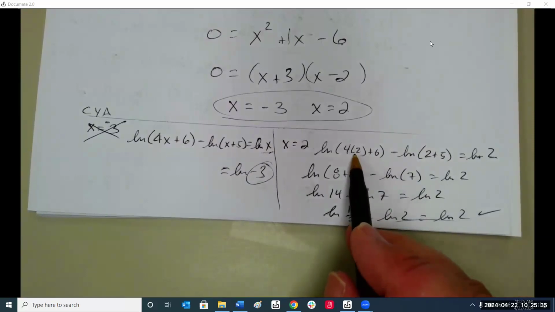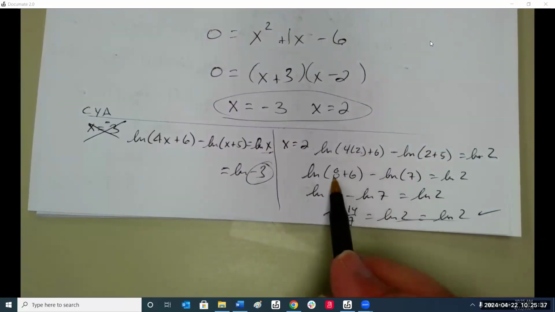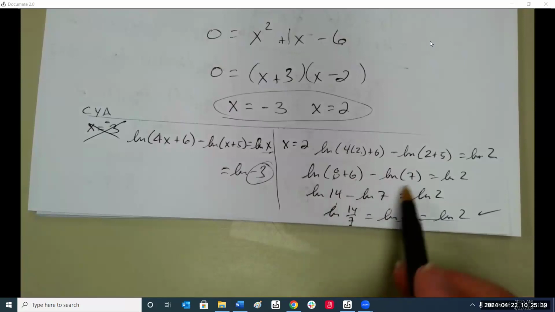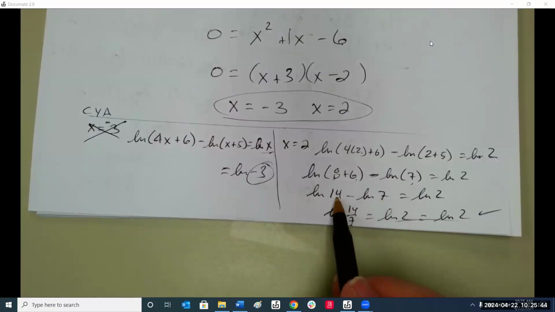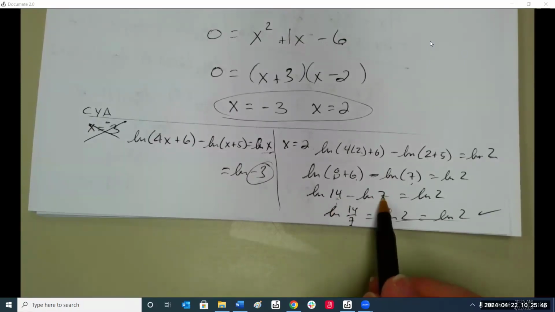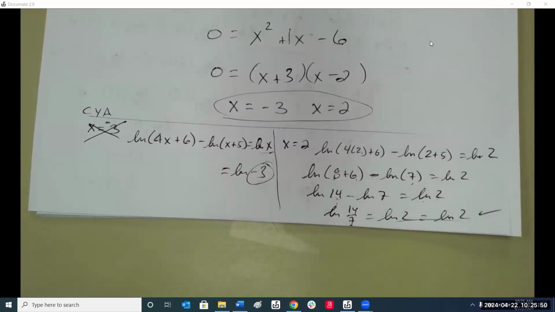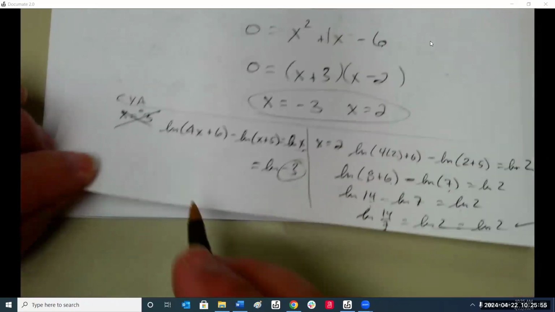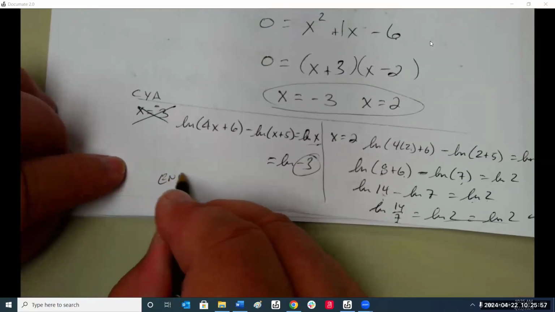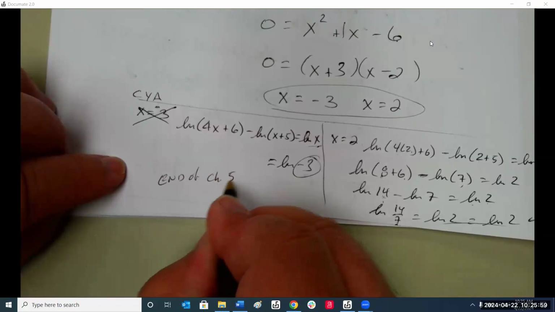Because if you plug in 2 in place of the x's, you have 4 times 2 is 8, 8 plus 6 is 14, 2 plus 5 is 7. Since it's subtracting, I divide these. 14 divided by 7 is 2, so the ln of 2 is ln of 2, so it works. End of chapter 5.